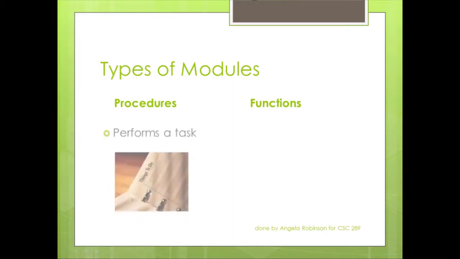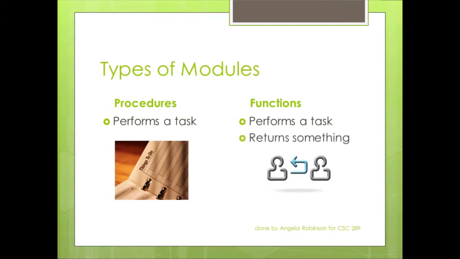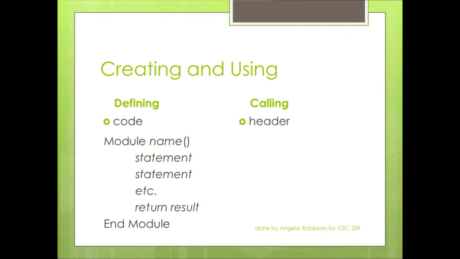Procedures perform a task when the main module of the program asks it to. A function not only performs a task, but returns something back to the main module. When creating the module, known as defining, you're writing the code, or task, of the module. When using the module, known as calling, you use the header of the module. Speaking of the header, this is where parameters and arguments come in.